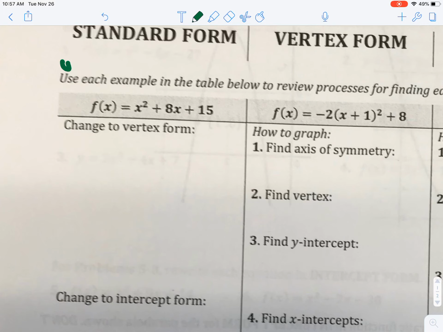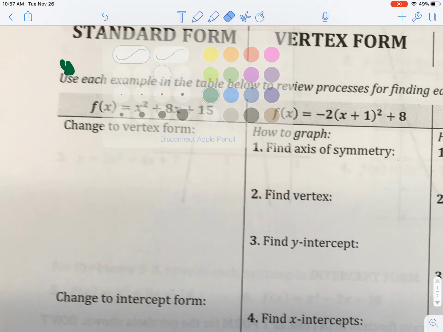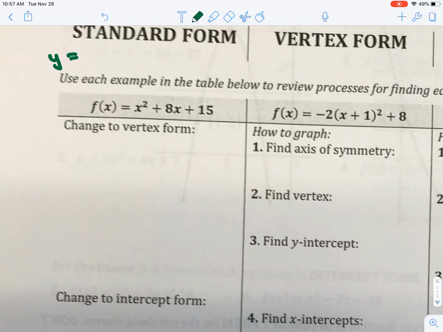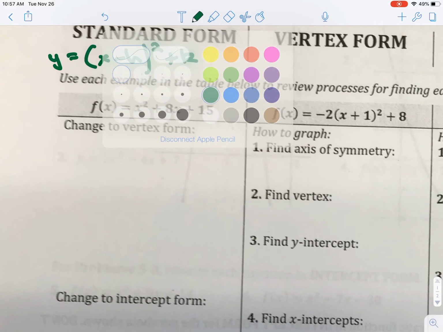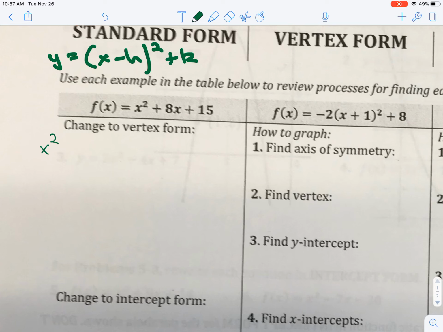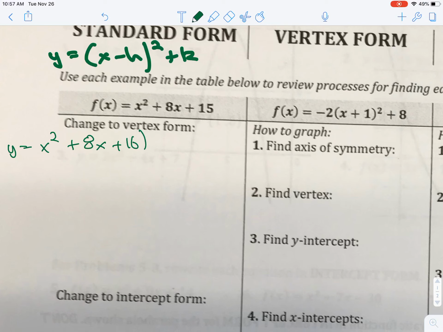Because remember, vertex form is just like that, okay? All right, so we have x squared plus 8x plus 15. So when we complete the square, we have to take half of 8 and square it. Half of 8 is 4, and 4 times 4 is 16. But we didn't want to add 16, we wanted to add 15. So I need to take us back down to 15.